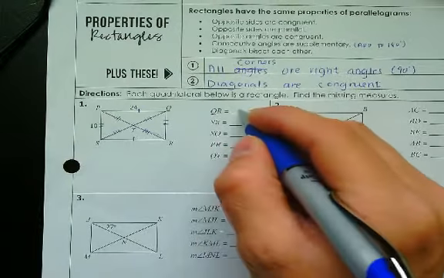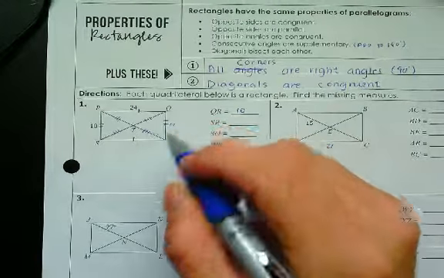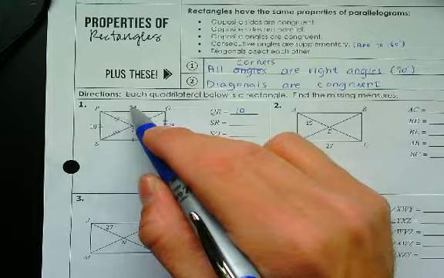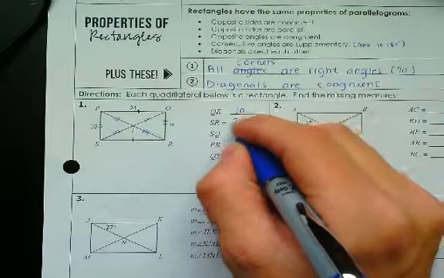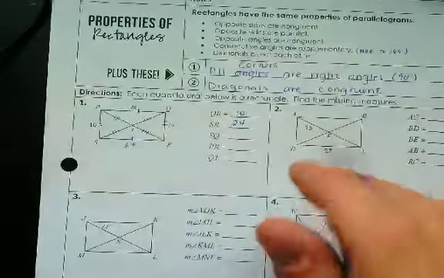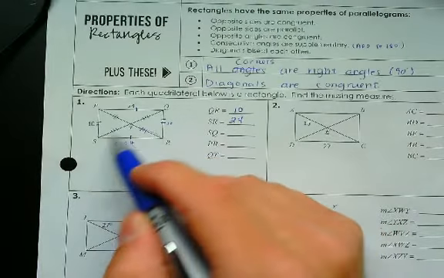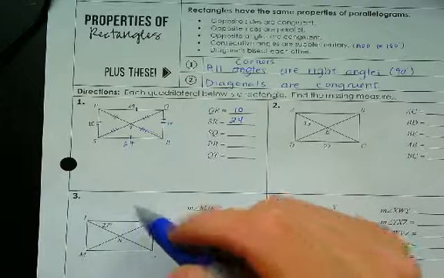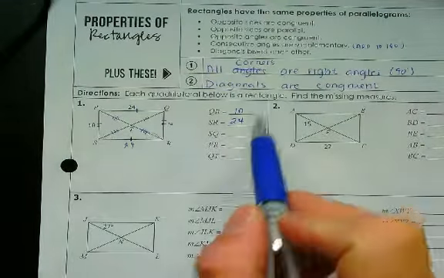Okay, let's go ahead and fill the rest of this in. Let's see, QR. Okay, QR is 10. SR, that's 24. Put that on my picture. SQ. How do we know what SQ is? Well, this brings up a good point.